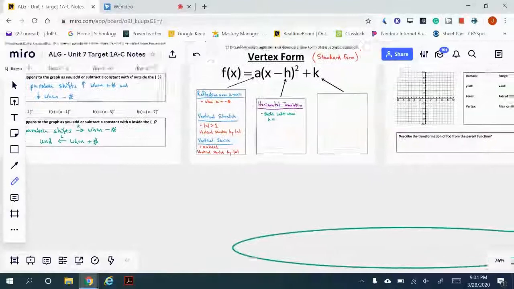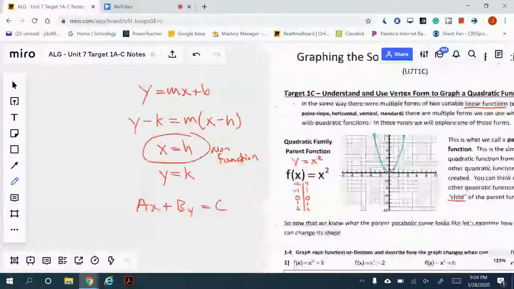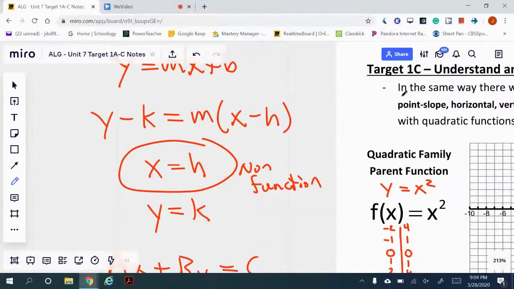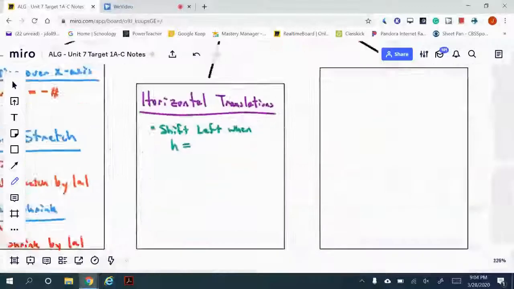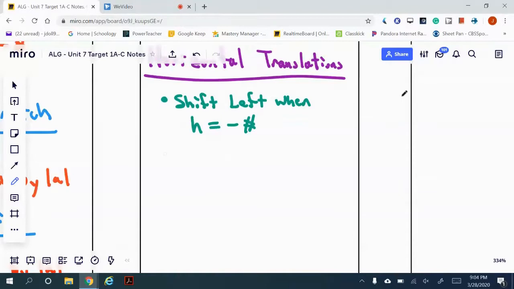Well, that seems counterintuitive here. But take a look, we did talk about this back with our linear situations with H and K, that the formula is minus H, the formula is minus K. So if we change subtraction to addition, the only way that happens is if the value is negative. So we're going to shift left when H is equal to a negative number, and we are going to shift to the right when H is equal to a positive number.